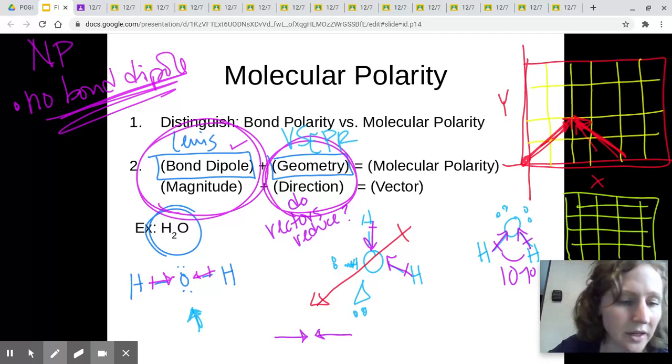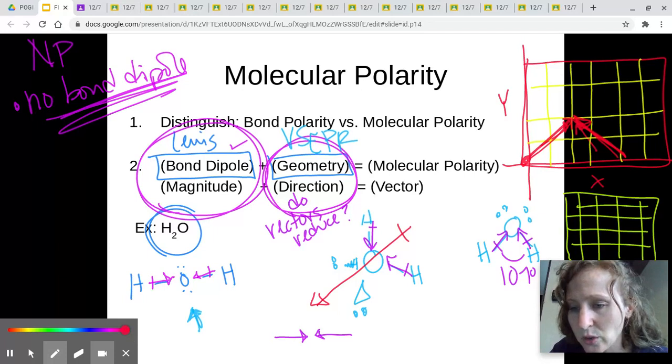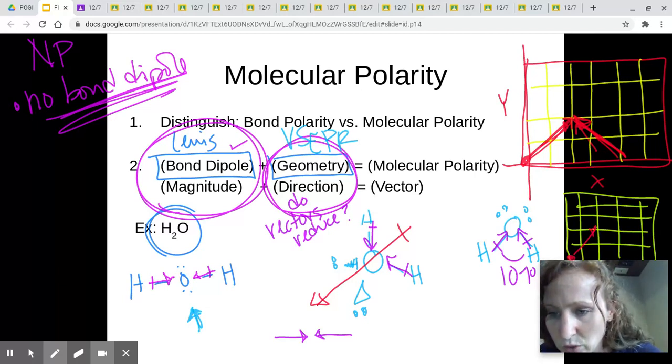All right, here I have graph paper again. If I take these and I go 2 over 2 up, here's my first dipole. And now I'm going to stack them on top of each other. I'm going to take the other one, go 2 over 2 up, right?